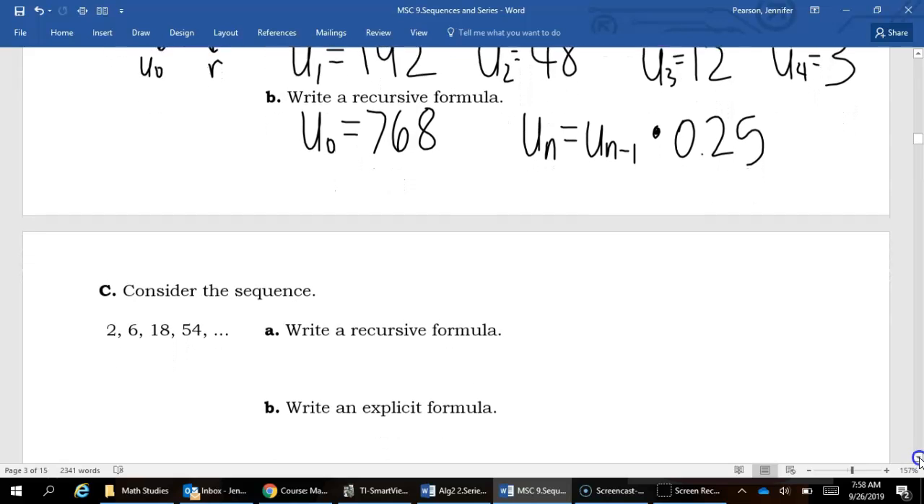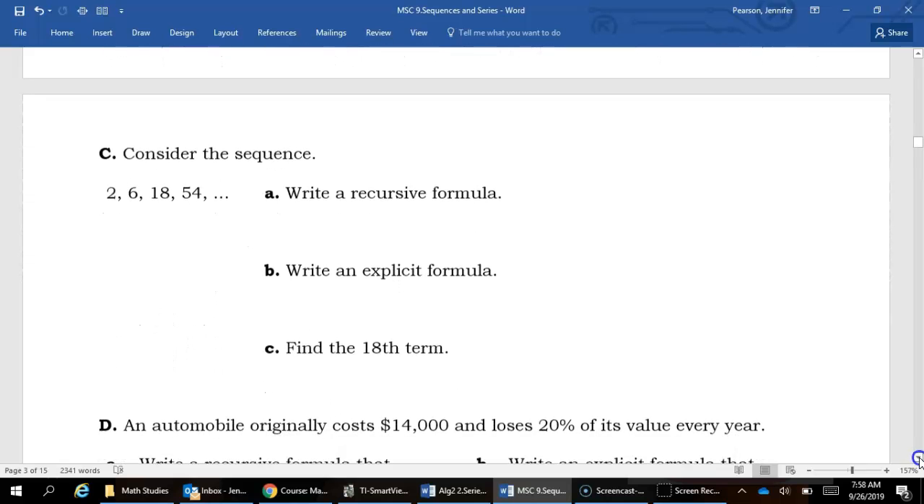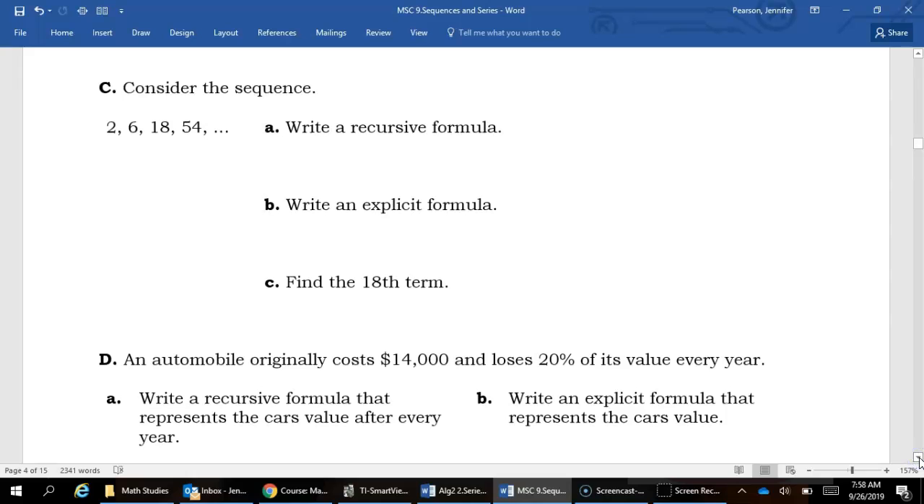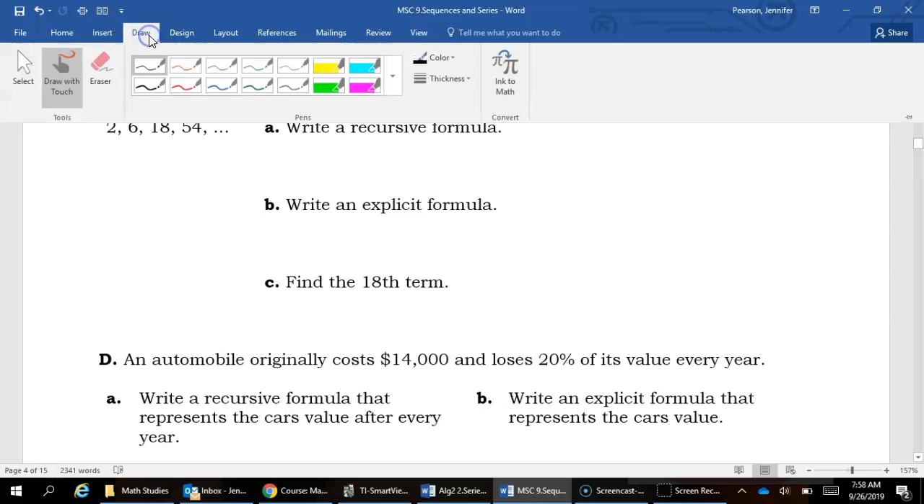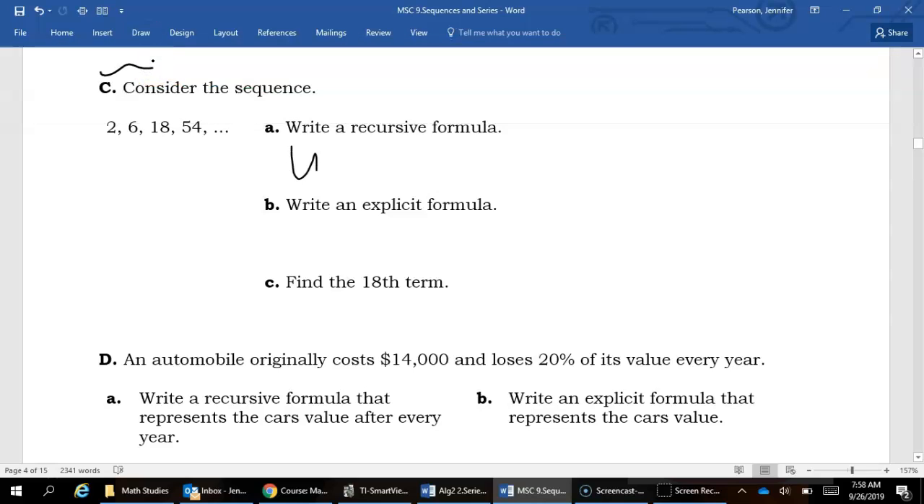And it looks like I have more examples on the next page. So example C, we have a list of numbers, 2, 6, 18, 54. Write a recursive formula, write an explicit formula, and then find the 18th term. We need 2 things for a recursive formula. We need the 0 number and we need to get the next answer. We take the one before it, and I know that this is geometric, so we're going to multiply by something. Let's figure out our somethings.